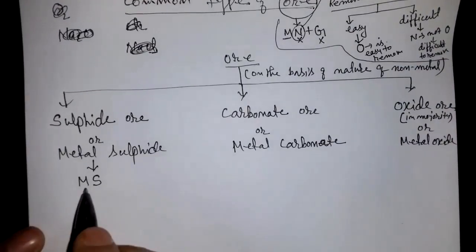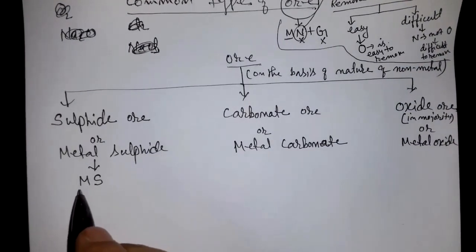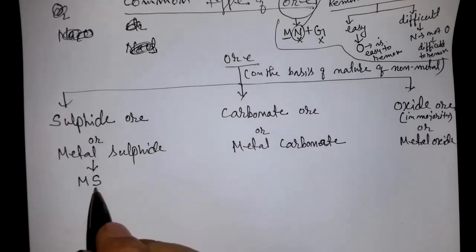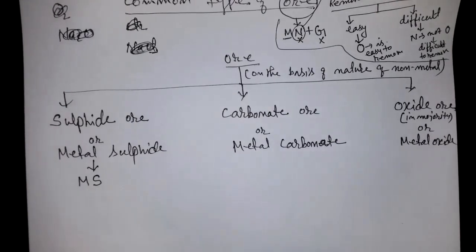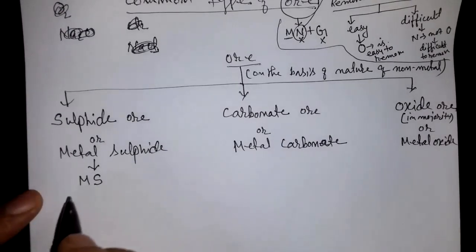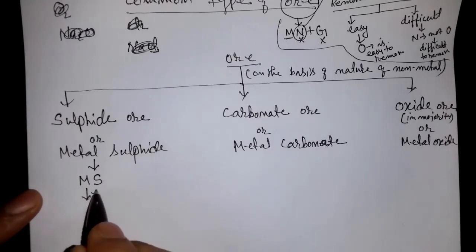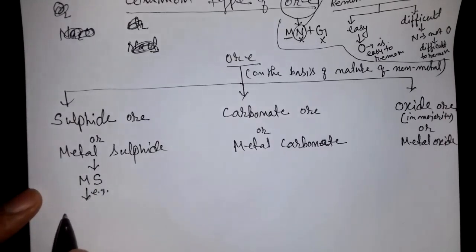Okay, this is not the example of sulphide ore. For that, you have to know which metal and which non-metal we have, and we have to exchange the valency. So we'll see some examples of sulphide ore from our textbook. The example of sulphide ore as per our textbook is Cu2S.